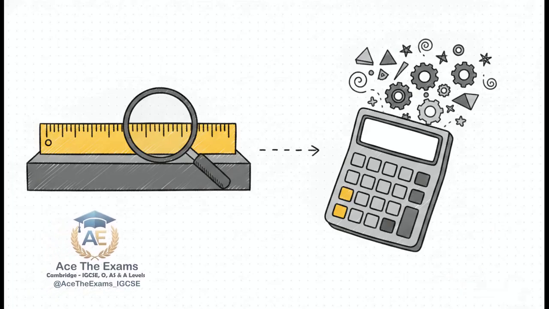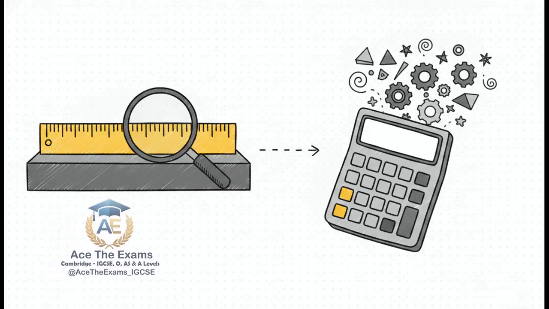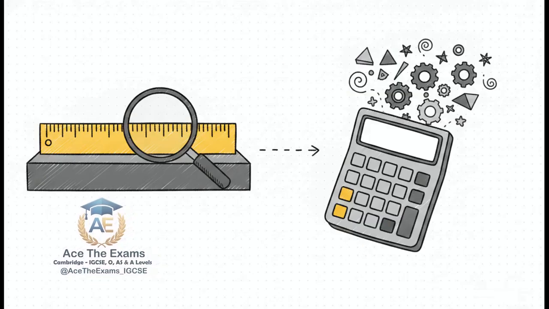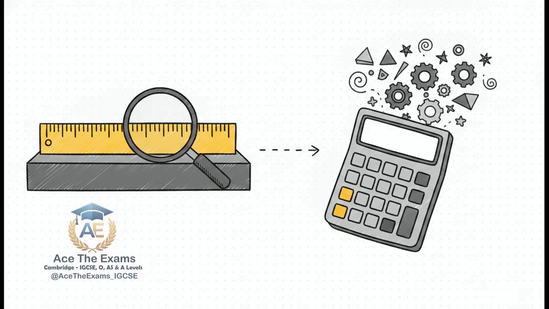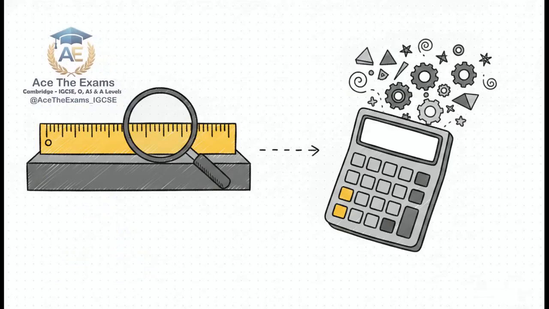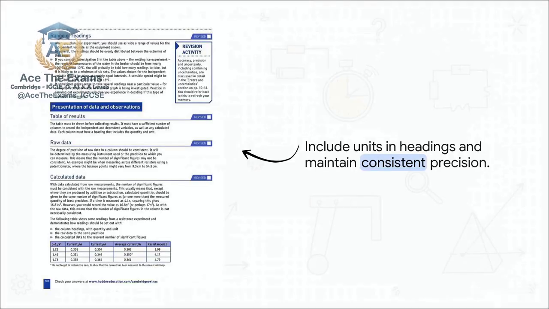On the other hand, calculated data, like when you use a formula to square a number or you calculate an average, must match the number of significant figures of the measured quantity of least precision. Basically, your calculator is going to give you 8 decimal places. Do not write them all down. You usually give calculated data to the same number of significant figures as your raw data, or just one more. Never let the calculator dictate your precision. This is exactly what examiners want to see.